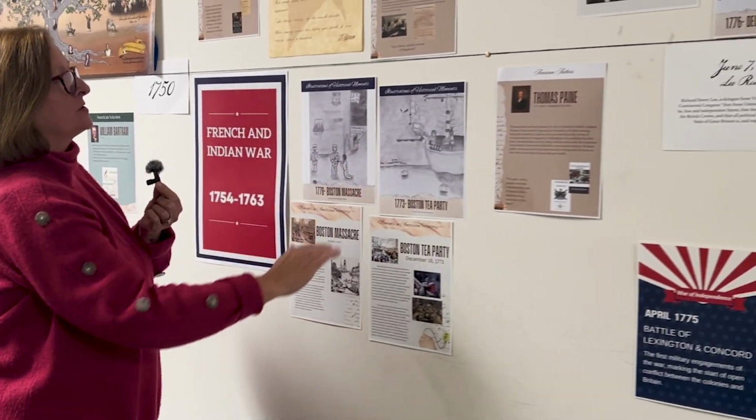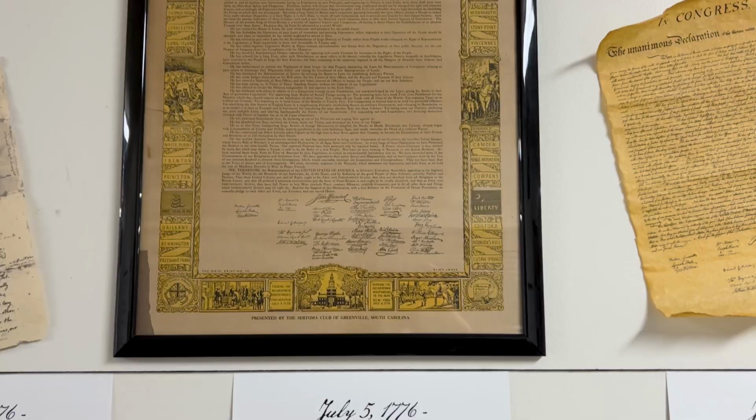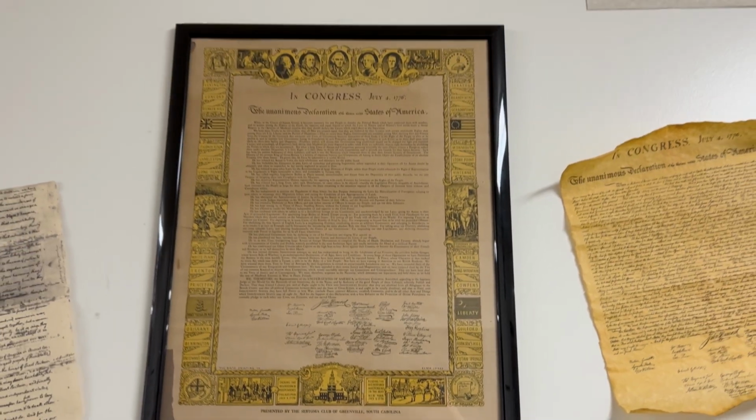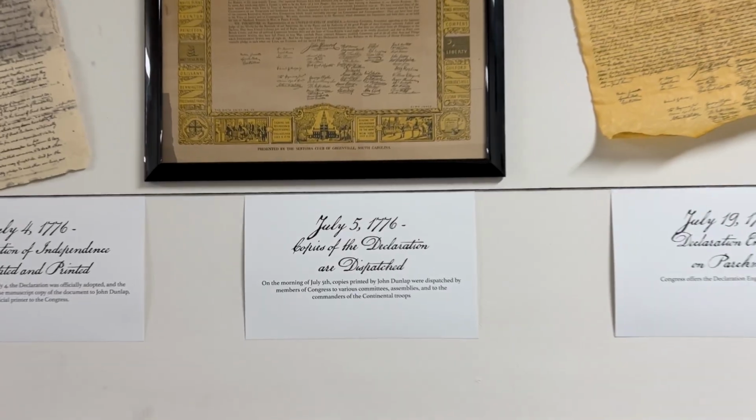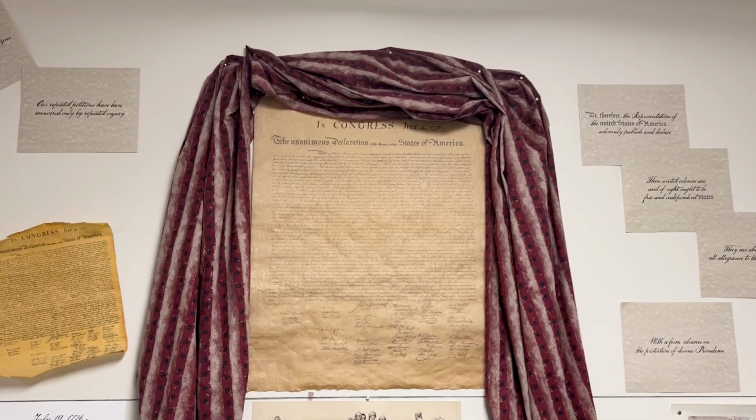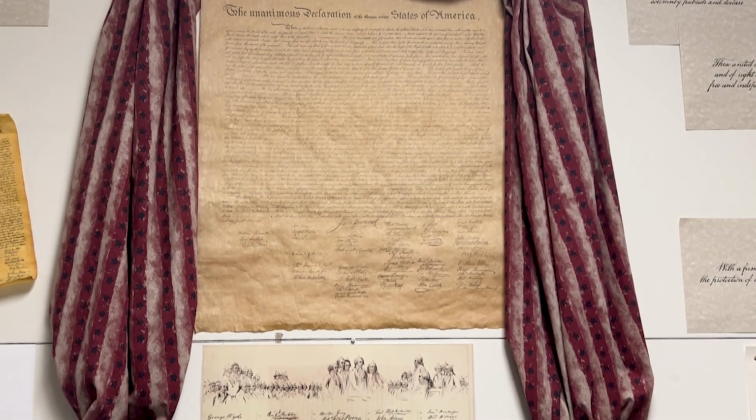More artwork by our students, and we finally come to what should be the centerpiece of this hallway, and that is the Declaration of Independence itself. And of course, this is not the original one. It is about the size of the original one, but this is what we have today. You find that original copy in the National Archives.